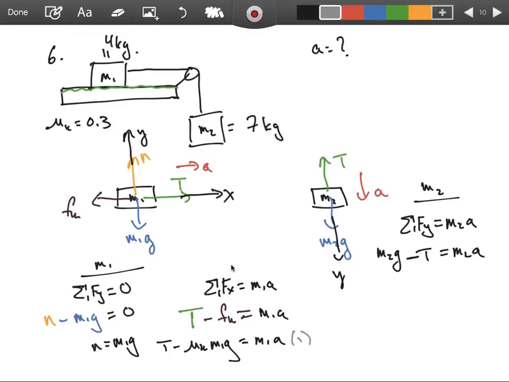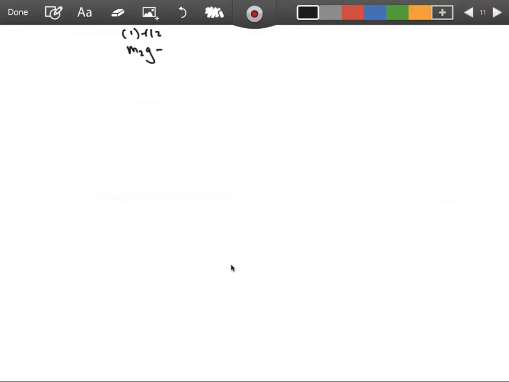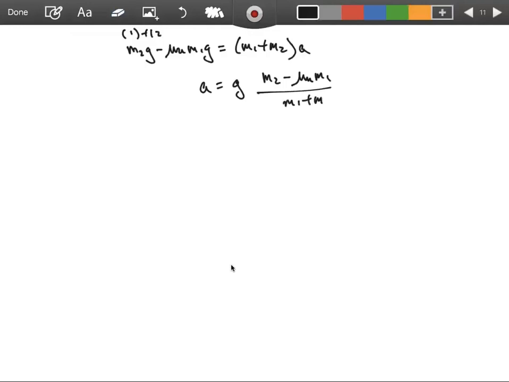Or again, I can say, well, these are two algebraic expressions. One comes in with a positive sign, one comes with a negative sign. So if I add them, the T's are simply going to go away. So let's go ahead and do that. So what I get then is, 1 plus 2 gives me an M2G minus mu sub K, M1G is then equal to M1 plus M2 times A. Solving for the acceleration, I get the acceleration is equal to G times M2 minus mu sub K, M1, all divided by M1 plus M2.